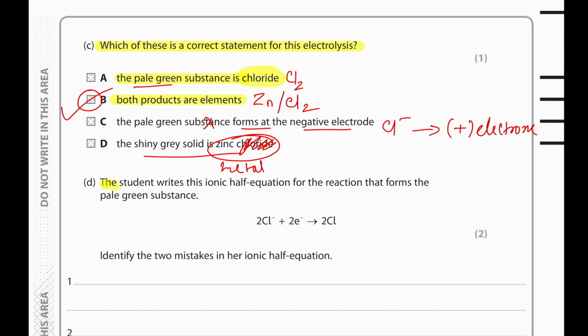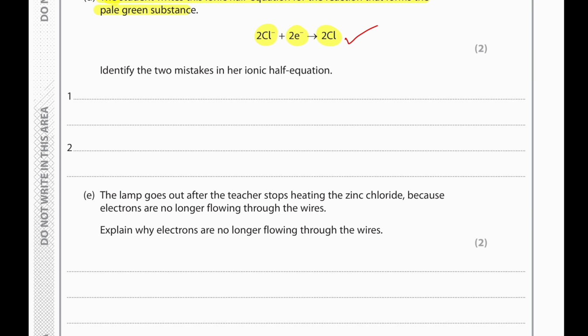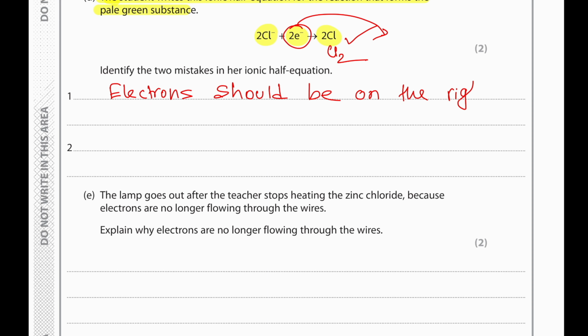The student writes the ionic half equation for the reaction that forms the pale green substance: 2Cl minus plus 2 electrons produces 2Cl. This ionic half equation has 2 mistakes. So what are the 2 mistakes? First of all, the chlorine must be diatomic and the 2 electrons must be on the opposite side. So we will answer the electrons are on the wrong side of the equation. They should be on the right side of the equation. And we will say that the chlorine produced should be diatomic Cl2.